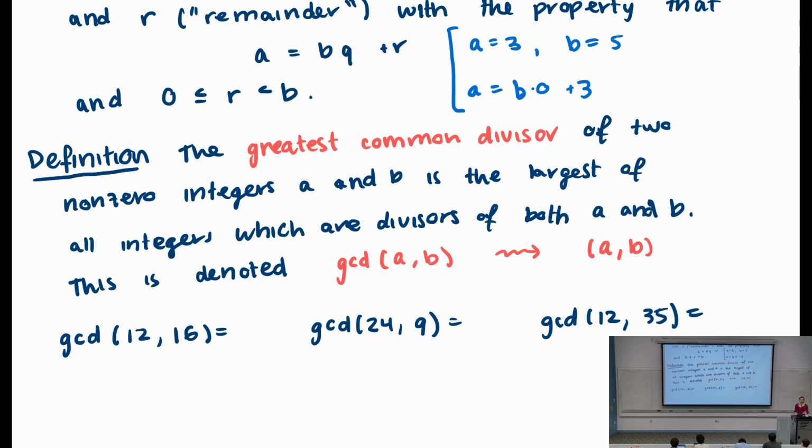Okay, so you can just shout these out. What is the GCD of 12 and 16? Yeah, 4. What is GCD of 24, 9? And what about 12 and 35? Yeah, okay, so this is like a special situation.